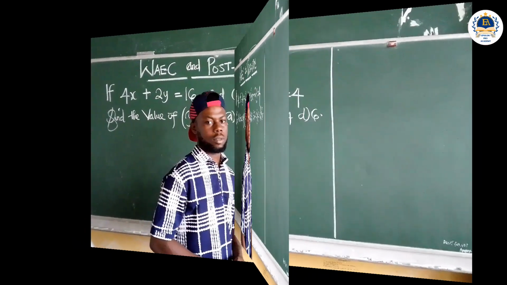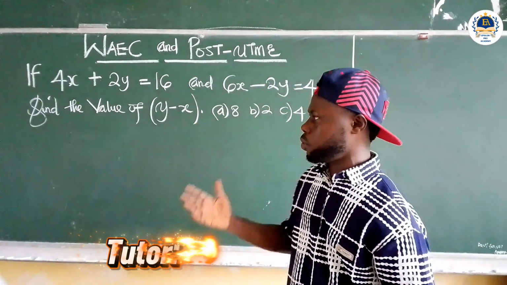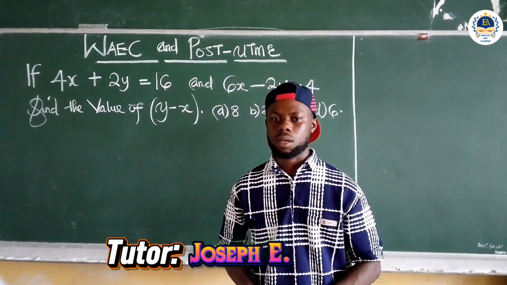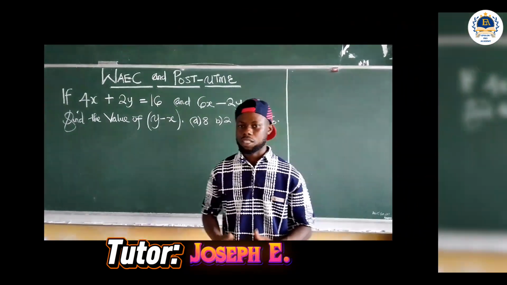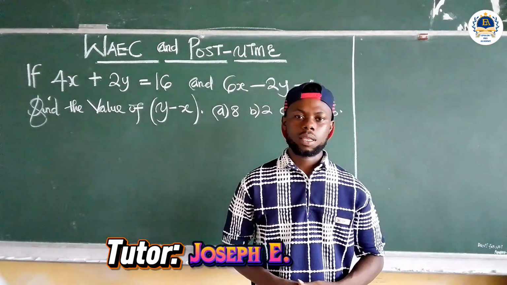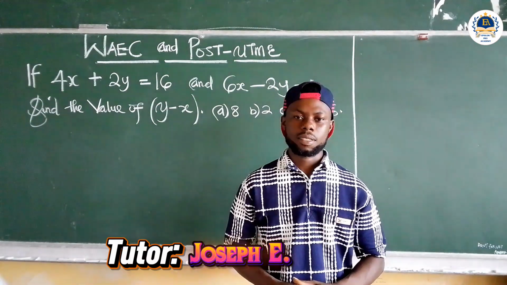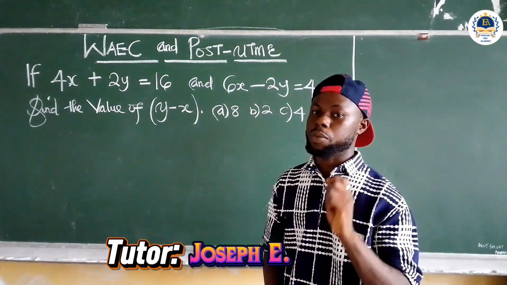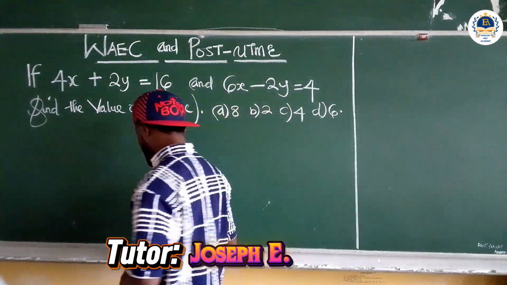WAEC and Post-UTME students keep losing marks on this type of simple question on the board simply because they miss one little step. The question on the board is objective. If you are sitting for Post-UTME exams, you'll be required to attempt 50 questions in 30 minutes. That means to solve this, we don't have to take up to a minute. Now the question on the board is objective.